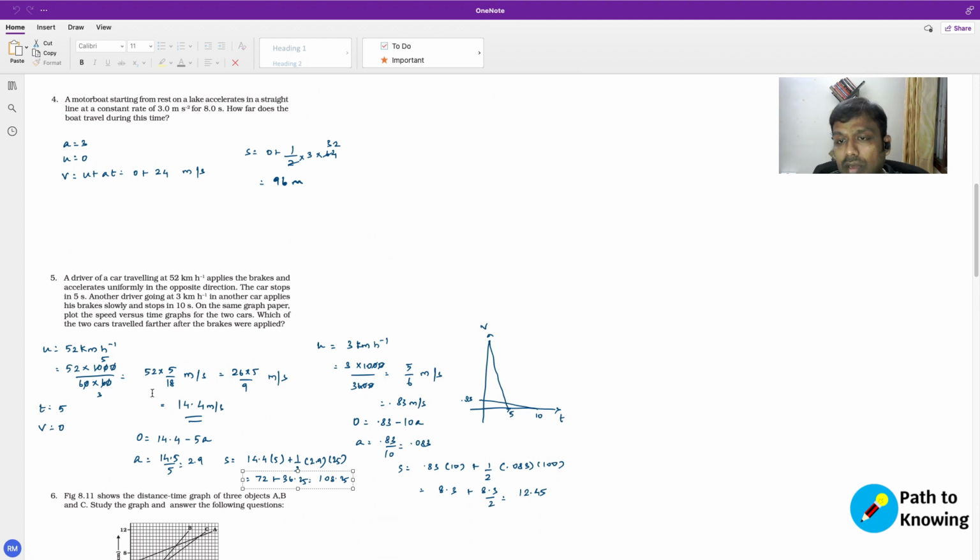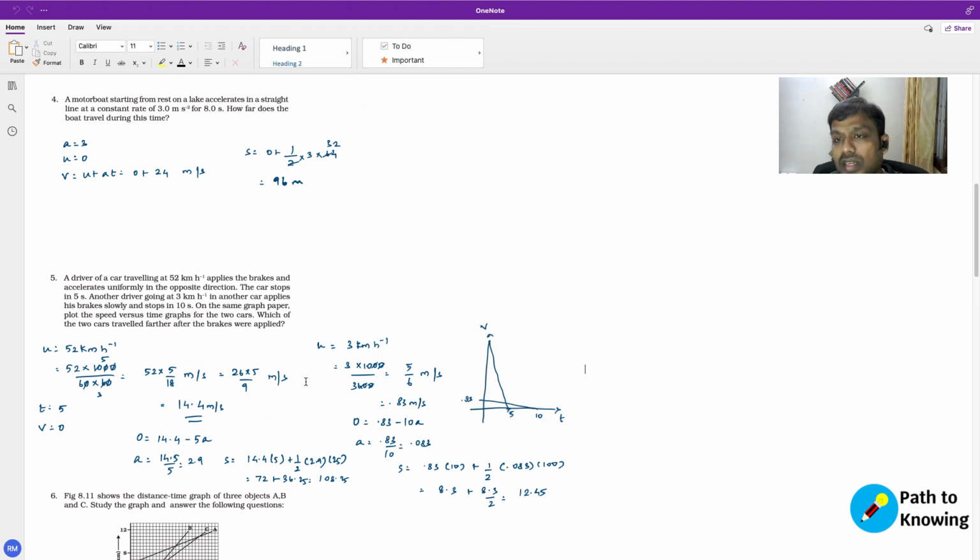If you apply the same logic for the second car, taking u as 3 kilometers per hour and calculating its acceleration, it comes down to 0.83 meters per second squared, and using that acceleration, if you calculate the total distance, it comes down to be 12.45 meters, right, is the distance.